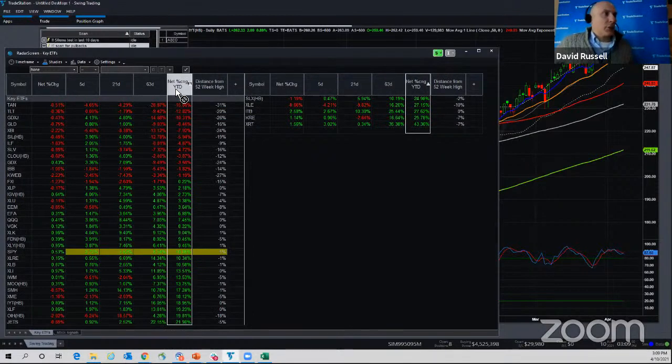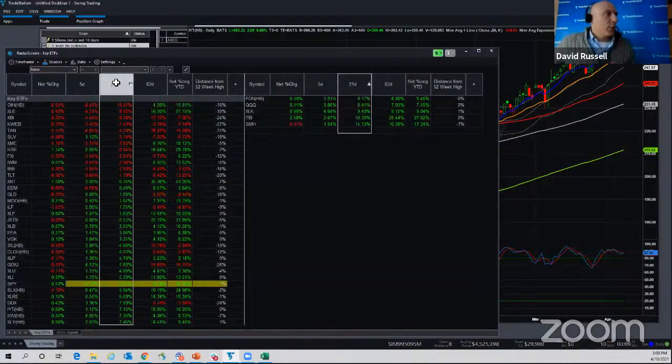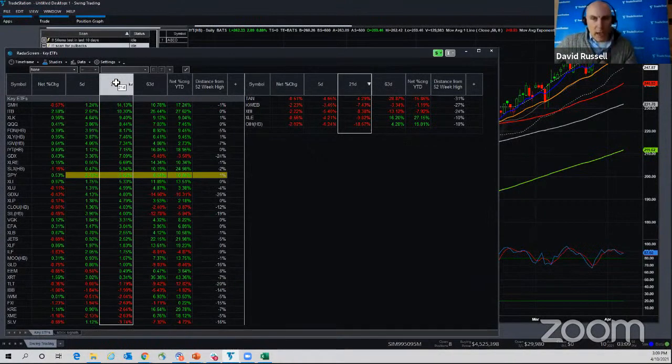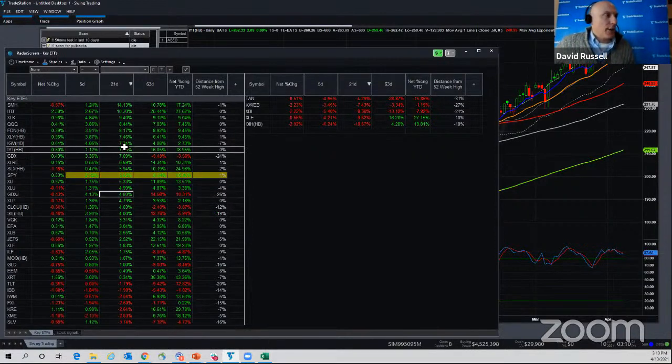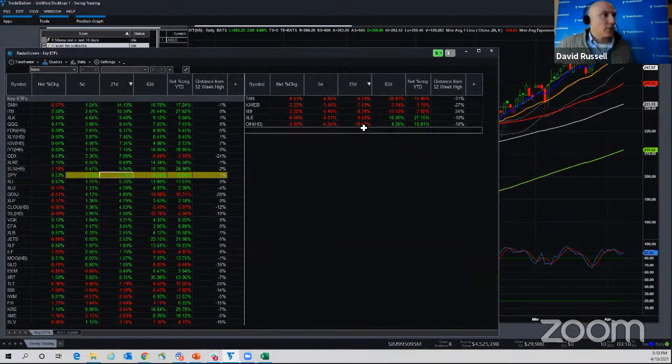Another indicator here is simple year-to-date performance. 63-day is 3 months. 21-day is 1 month. These are just bars on the chart that we're counting. And again, all of these are color-coded to see against the S&P 500 whether it's outperforming or underperforming. In the last month, semiconductors are the best performing sector. They've outperformed the S&P, up 14% versus 5.5% for the S&P. And the worst sector is the oil drillers, OIH.